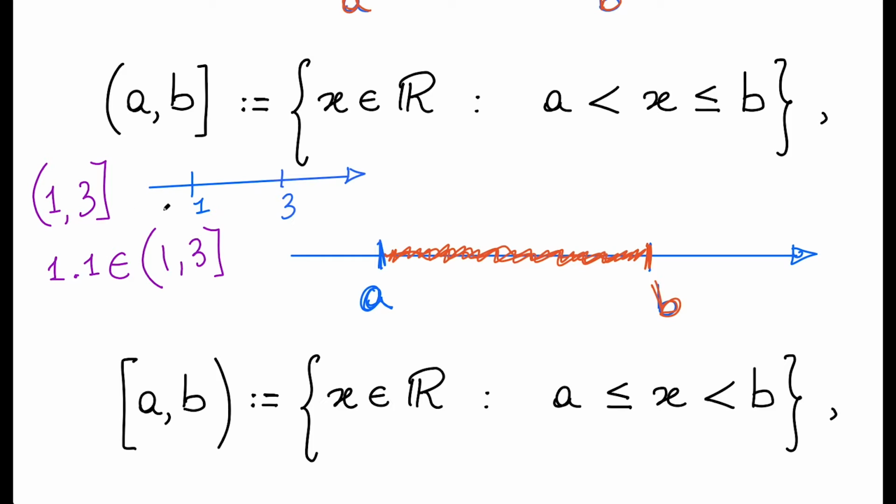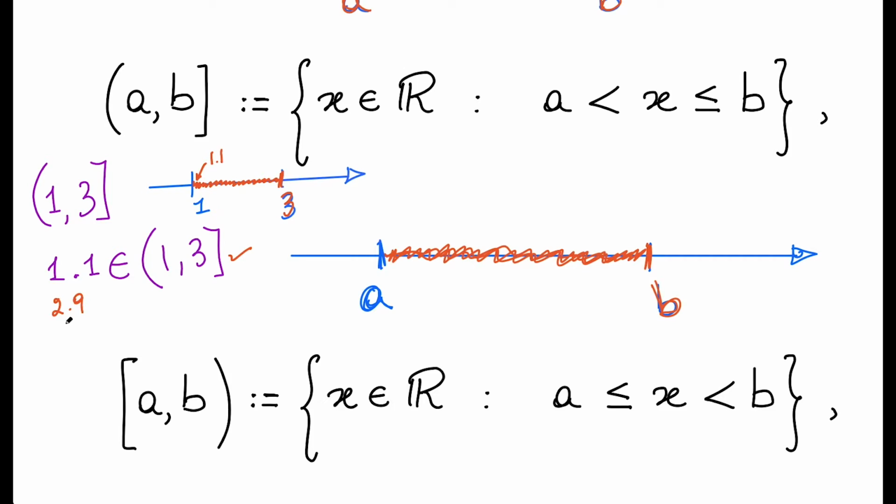So if this is 1 and this is 3, everything in between is a participant. And 1 is not a participant. This is indicated by this open bracket, which means you are talking about strict inequality. And 3 is a closed bracket, so 3 is invited, so 3 is an orange guy. 1.1 is somewhere here, so 1.1 is part of the set, so it's an orange guy. So that's correct.